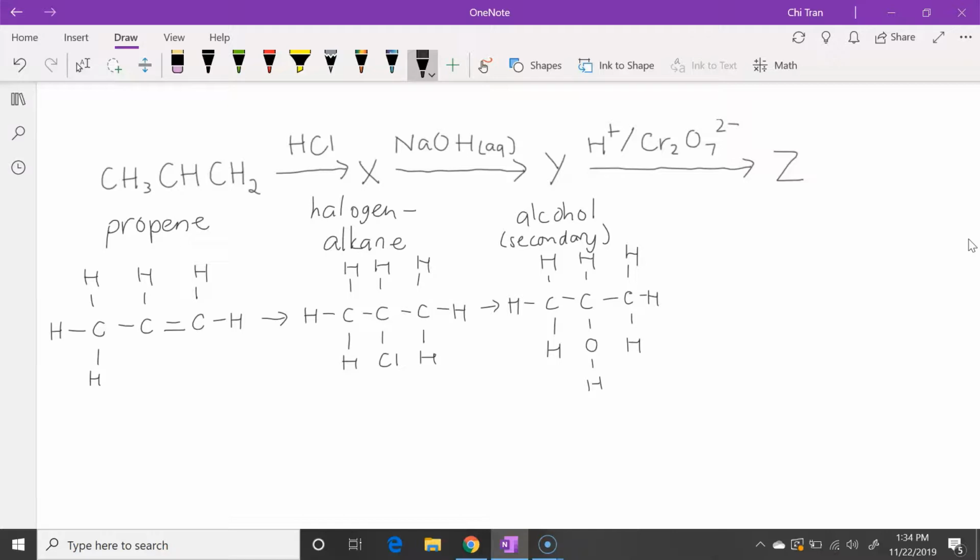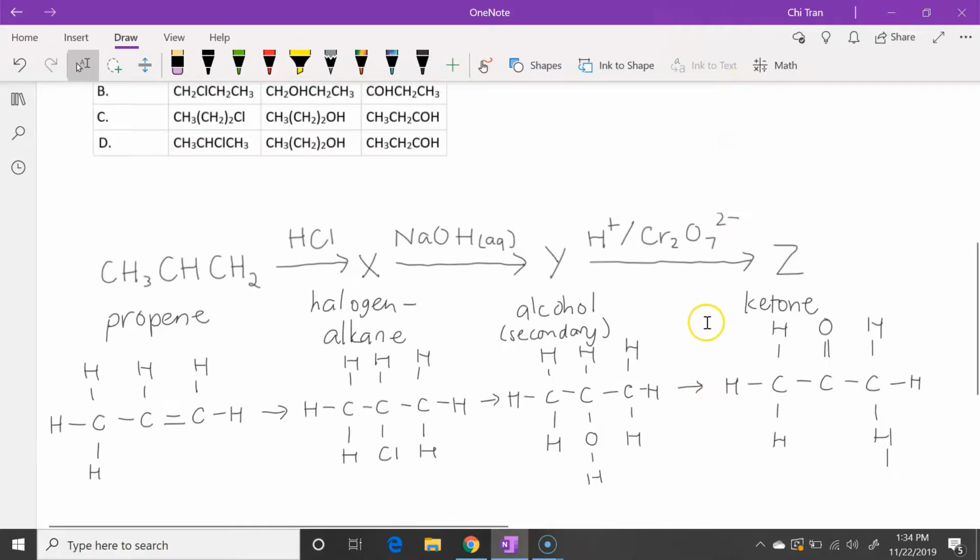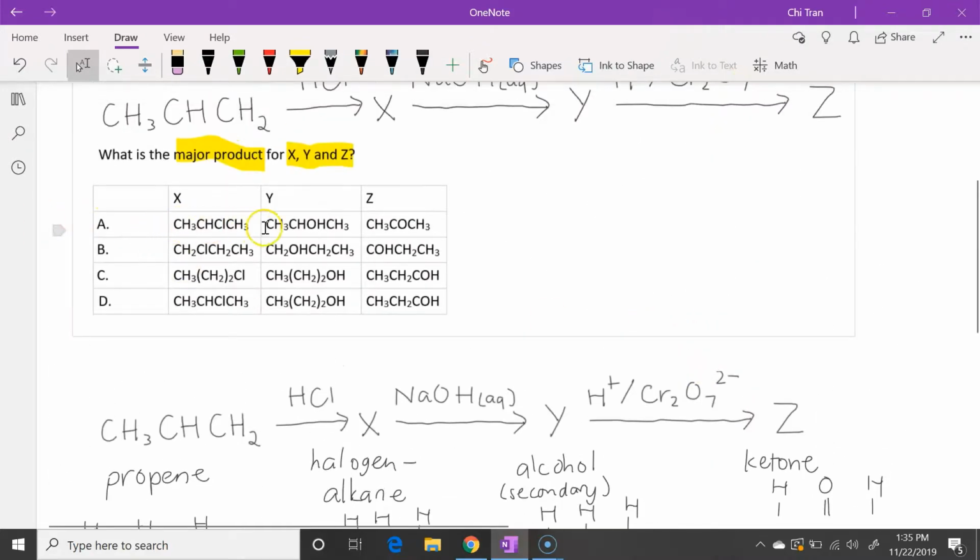And then from Y to Z, we can see that dichromate ion is an oxidizing agent. So we know that the alcohol is being oxidized. And so since it is a secondary alcohol, Z will be a ketone. And the molecule will look something like this. Here we have the product for X, Y, and Z.